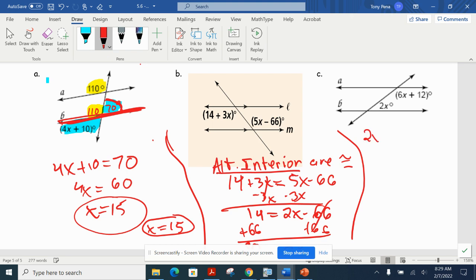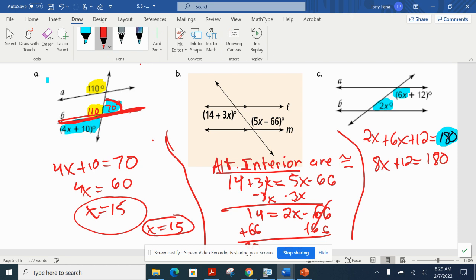Good. She added them together, and she set them equal to 180. Again, we don't have to write it down, but just so we know, what kind of angles are these, Monica? Good. Those are same side interior angles. Same side interior angles are supplementary. So she added them up, set them equal to the 180, and then she went through that and solved.